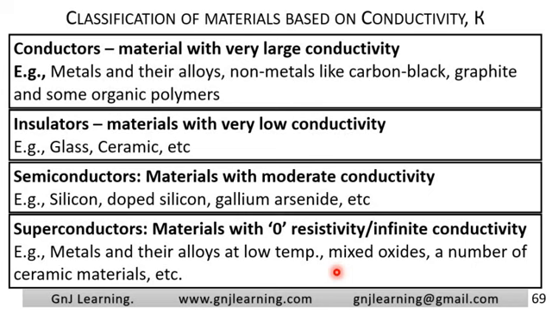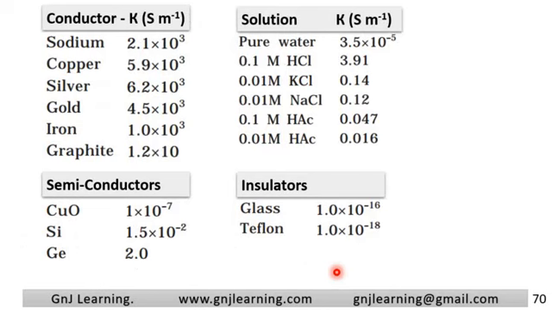So we have a table here to compare the conductivity of certain materials. Conductors like these metals and certain non-metals have a range from 120 to 2100 Siemens per meter. Whereas for insulators it is 1 into 10 raised to minus 16 Siemens per meter.